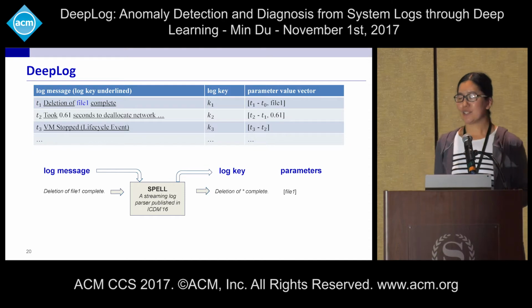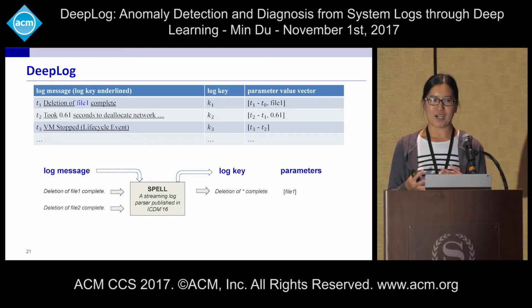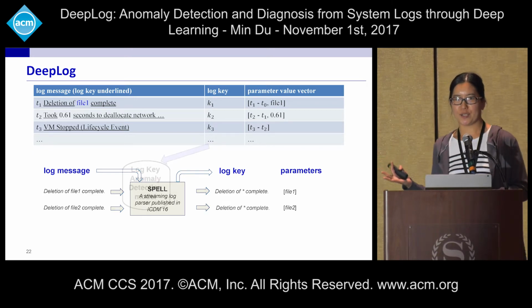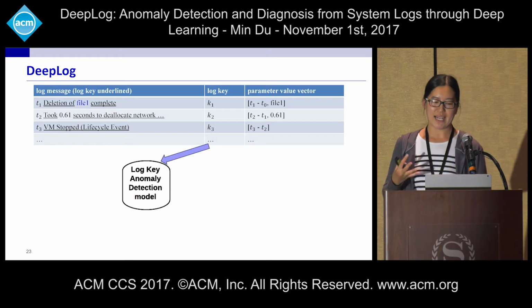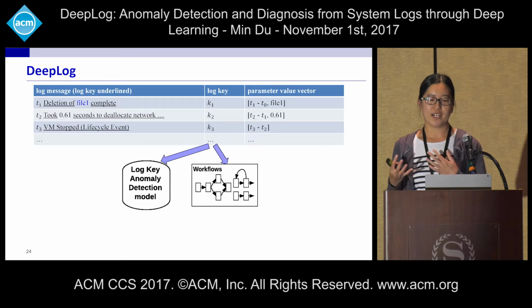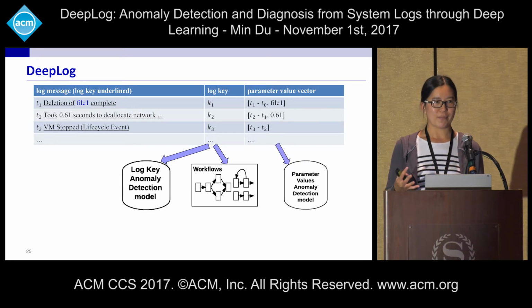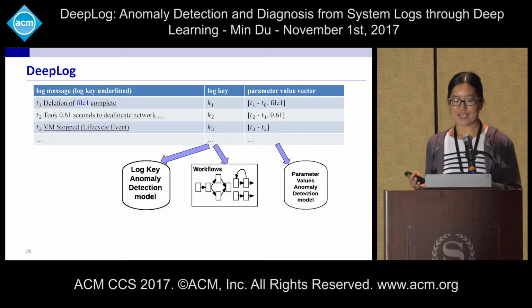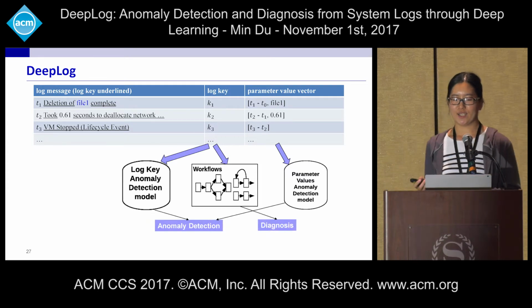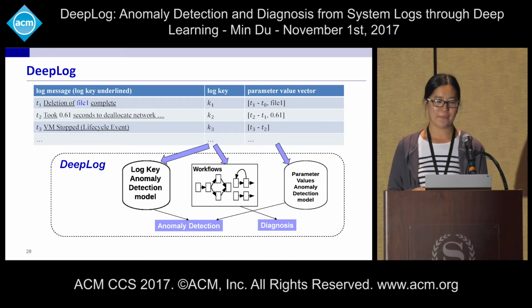Now imagine that we have extracted the log key and the parameter value vector of each log message. The next step is to use the log key sequence to build a log key anomaly detection model and also a workflow model. Then we could also use the parameter value vector sequence to build a parameter value anomaly detection model for each log key. The two anomaly detection models are used for anomaly detection, and the workflow model is used for diagnosis. These models compose our DeepLog framework.